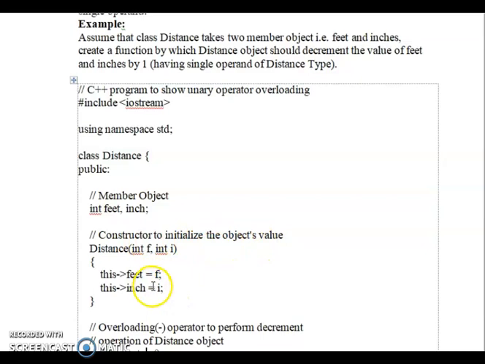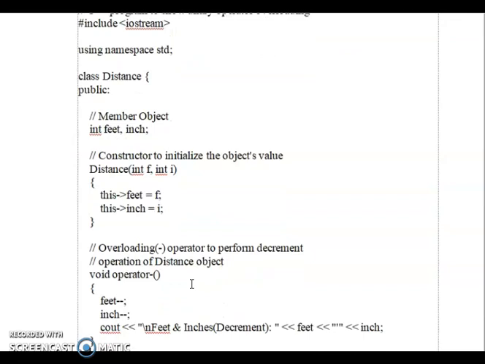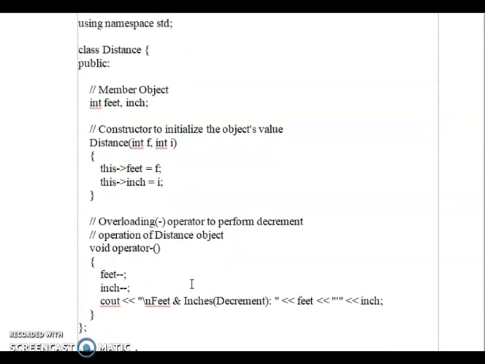Fit, this function will be used for feet equal to f and inches equal to i. Overloading operator, we have to create void overloading. This is for the decrement operator. Minus minus is one of the arithmetic decrement operators.